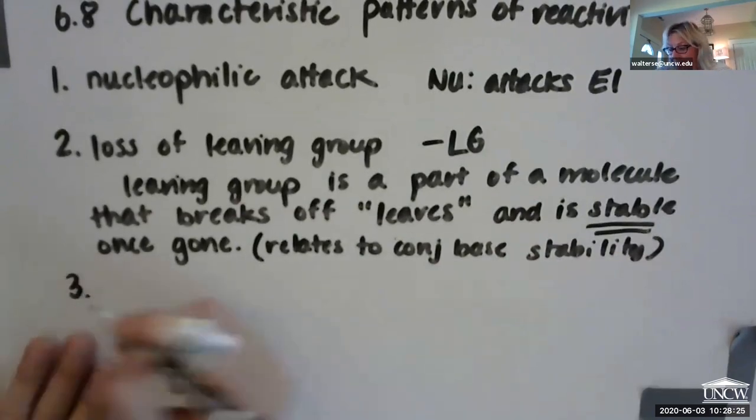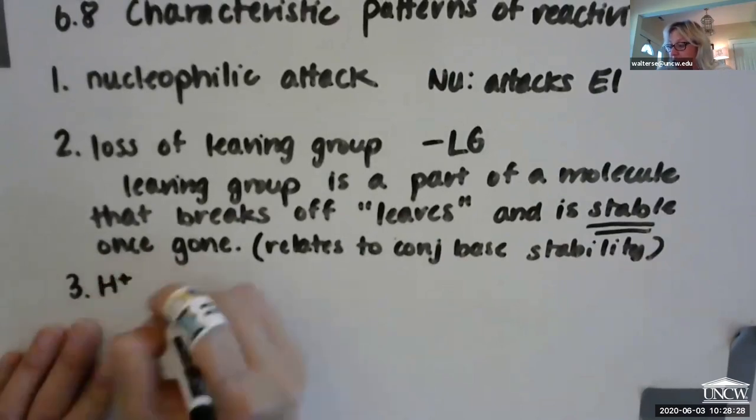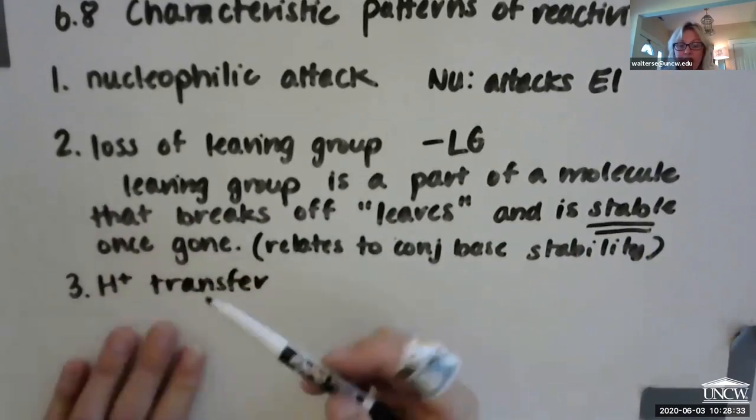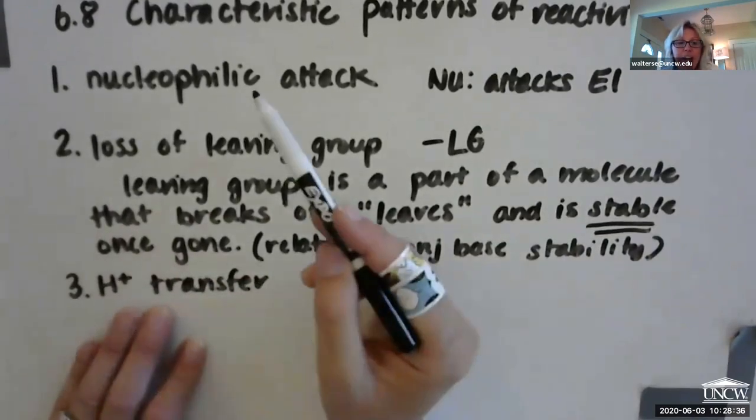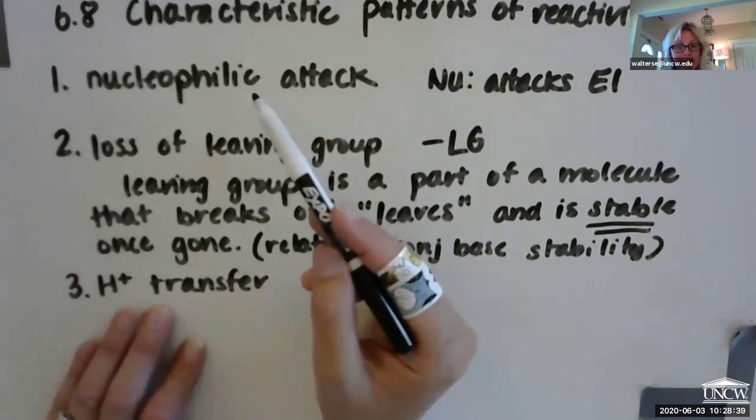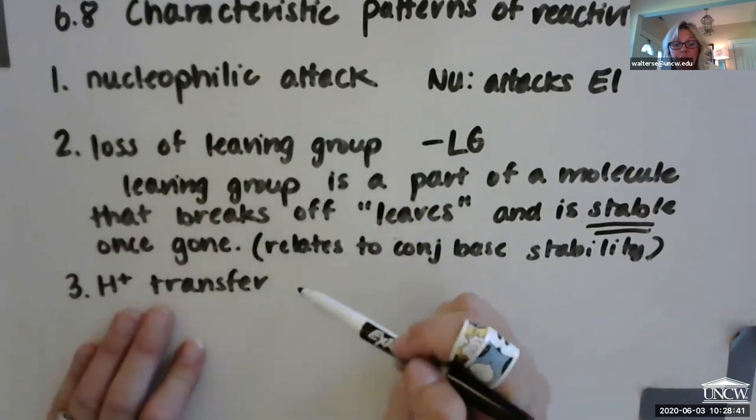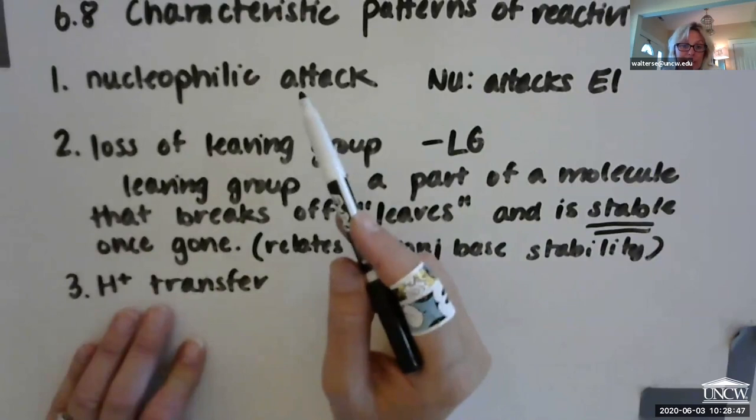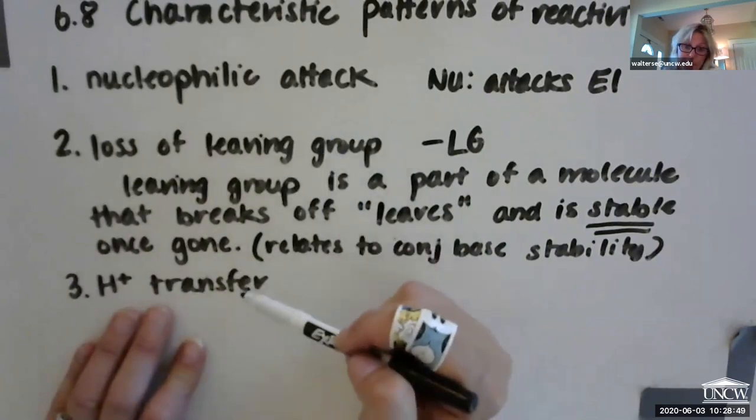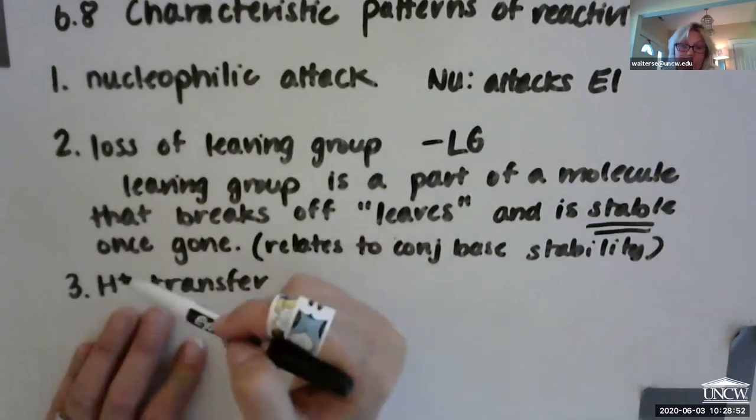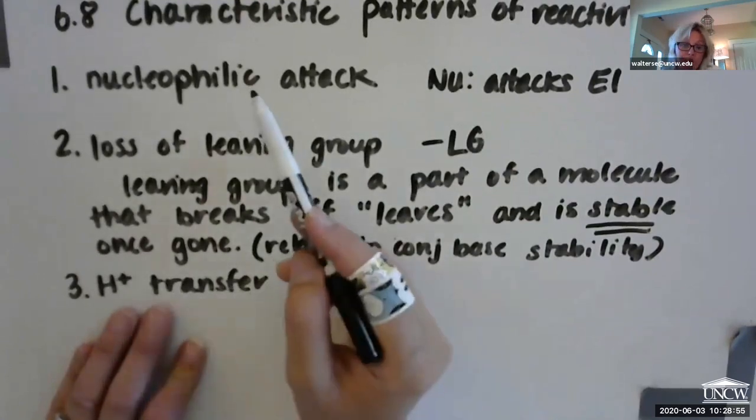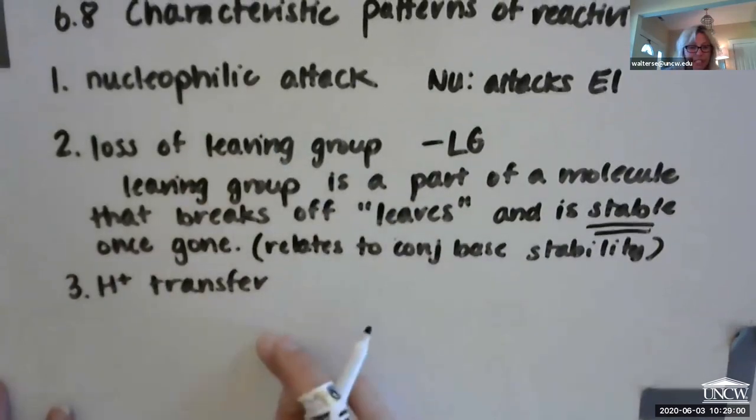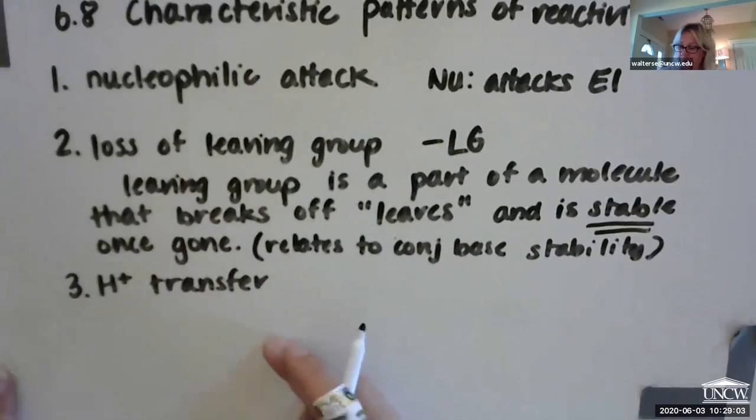The third pattern is called a proton transfer. The weird thing about proton transfers is that they look a lot like nucleophilic attacks, so you have to distinguish whether something is a nucleophilic attack or a proton transfer. If there's a proton involved, it's a proton transfer. If there are no protons involved, it'll be a nucleophilic attack. That's pretty self-explanatory. You just move a proton.